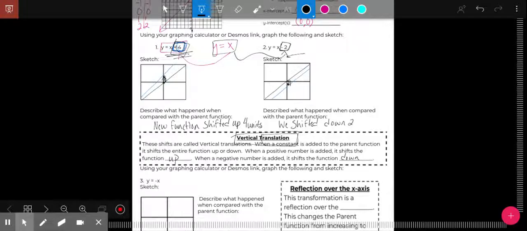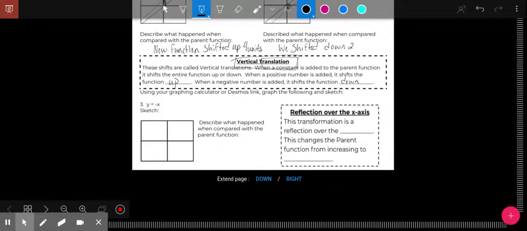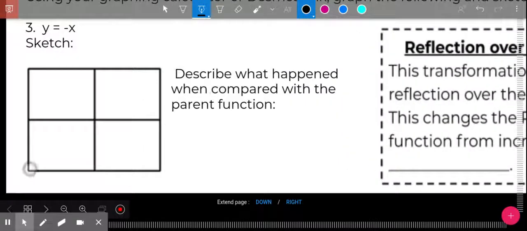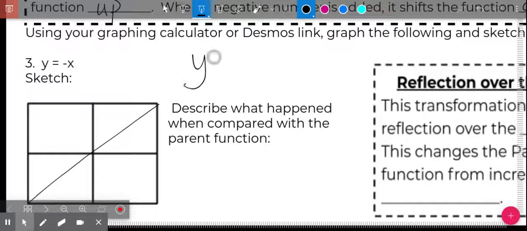But if you write shifted up or down, I'm not going to get too mad about it. All right, looking at number 3. It says using your graphing calculator, or you can use Desmos. We'll talk about Desmos when I get back. Graph the following and sketch. So we have y is equal to negative x. First I'm going to sketch our parent function, which we know is just this. Short, sweet, and to the point. Parent function is y equals x.